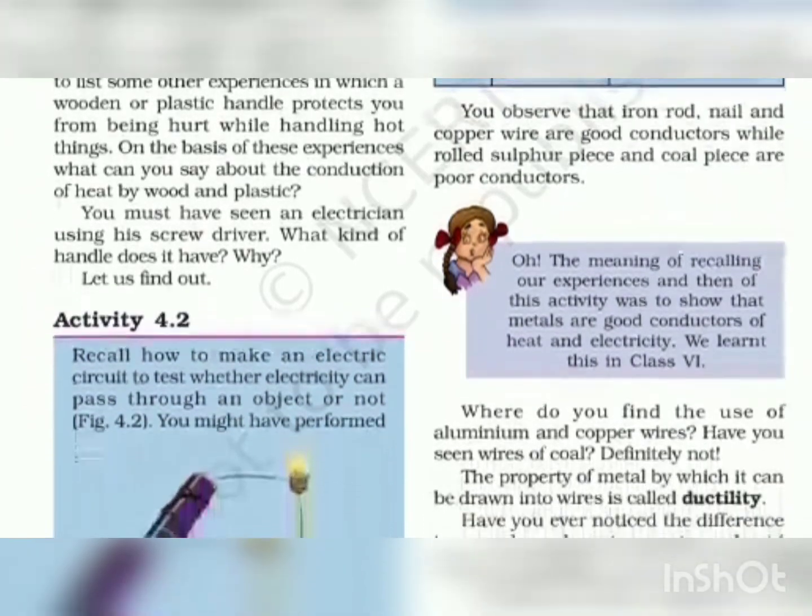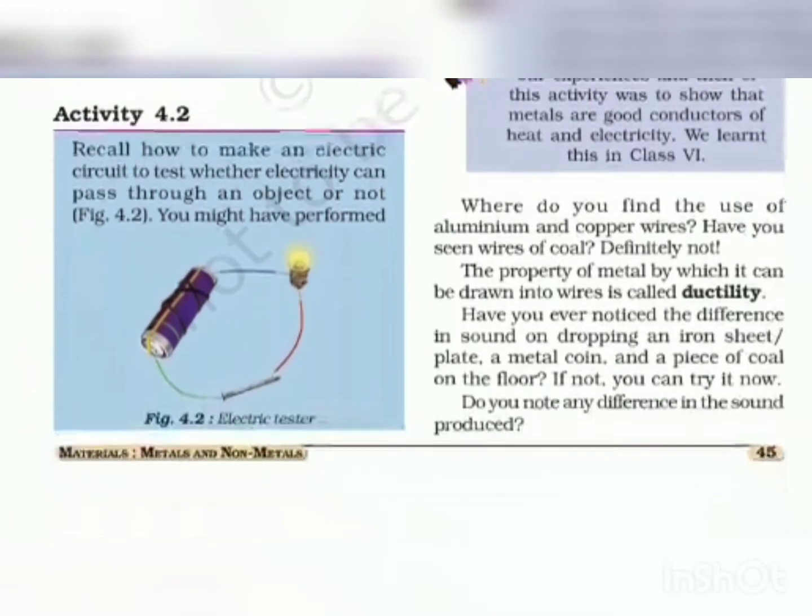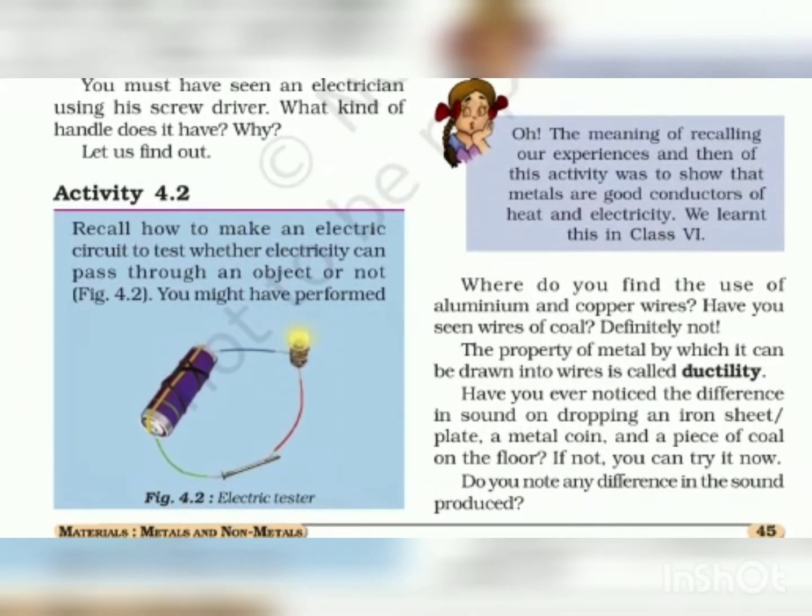Now we will just recall the activity which we have done in the previous topic, to test whether electricity can pass through an object or not. You can see there is a battery, a light, a wire, and a nail. If you keep replacing it with plastic or wood, what is happening? When the nail is there, the light will glow. That means it is a good conductor of electricity.